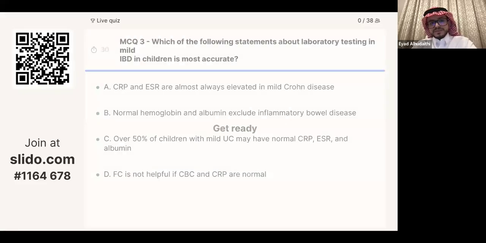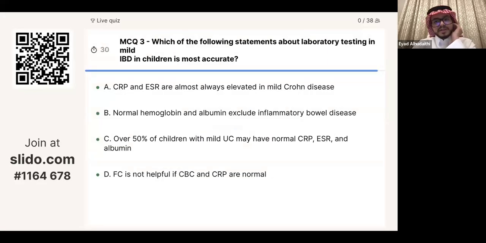So next question: which of the following statements about lab testing in mild IBD in children is most accurate? So it's mild IBD. CRP and ESR are almost always elevated in mild Crohn's. Normal hemoglobin and albumin exclude inflammatory bowel disease. Over 50% of children with mild UC may have normal CRP, ESR, and albumin. Calprotectin is not helpful if CBC and CRP are normal.